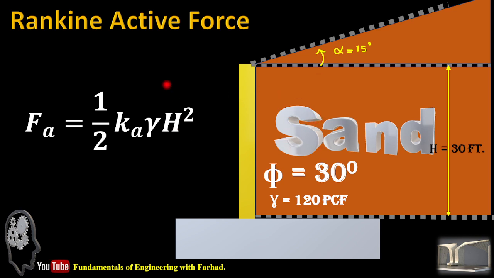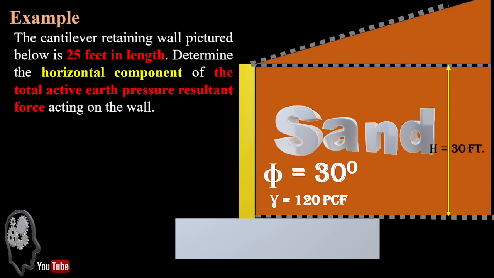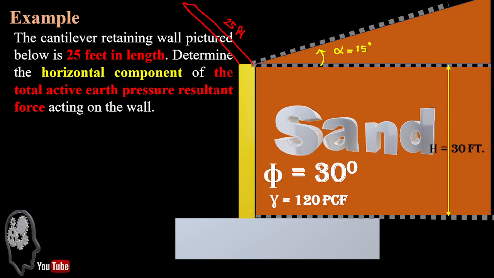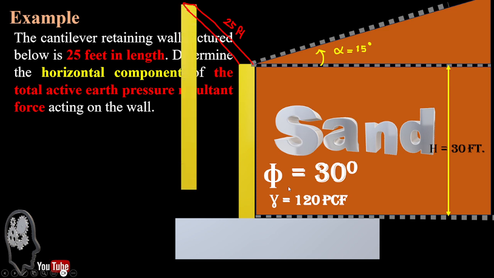So the formula for that is one half of Ka gamma H squared. Also, the wall itself is extended like 20 or 25 feet in length, so it just extends in the z direction. We want to calculate the horizontal component of the total active earth pressure resultant force acting on the wall. So let's see how we can approach this problem.